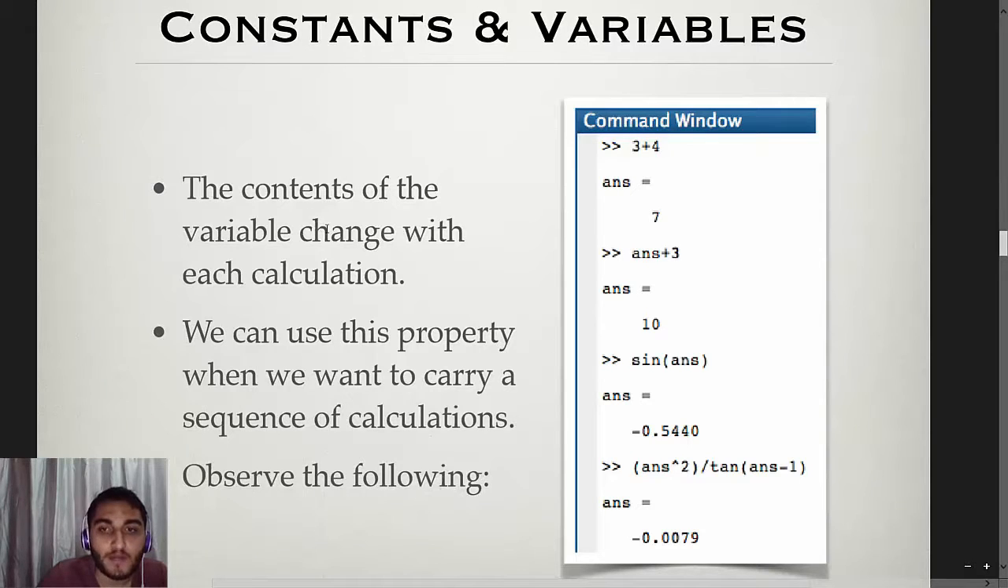Also you can use ans. By using ans, we can use this property when we want to carry a sequence of calculations. Observe the following. 3 plus 4 is 7, answer is now 7, 7 plus 3 is 10, answer is now 10, sine 10 is minus 0.5440. Now the answer is minus 0.5, you write minus 0.5 squared over tangent minus 0.5 minus 1, you take this answer.